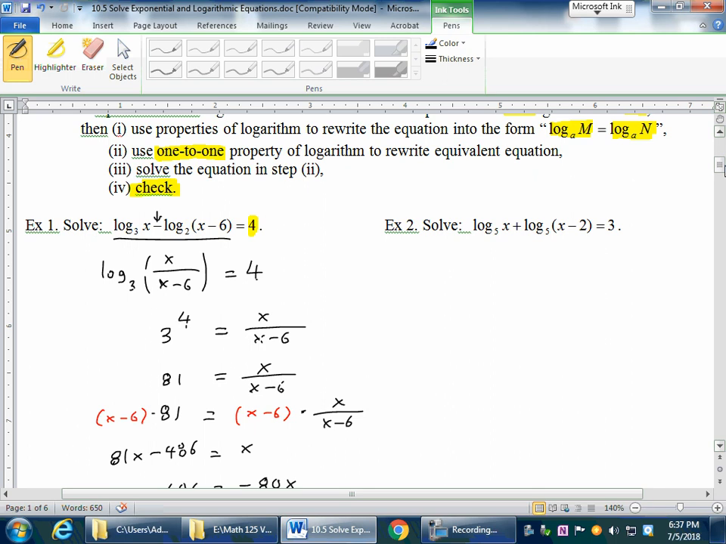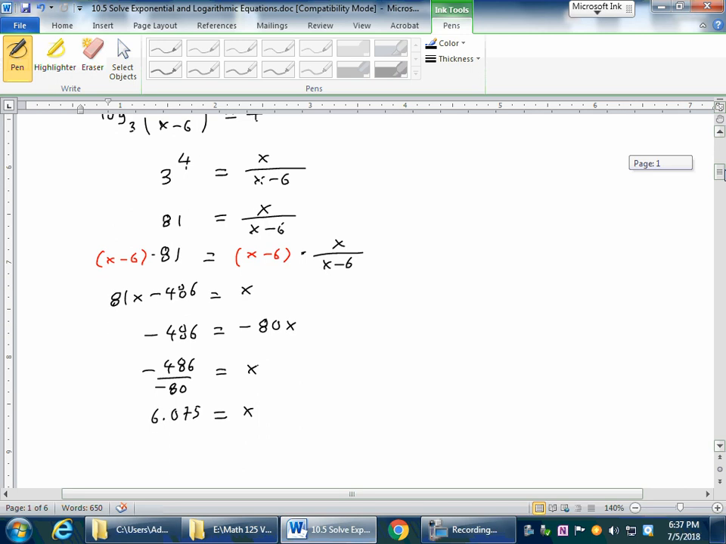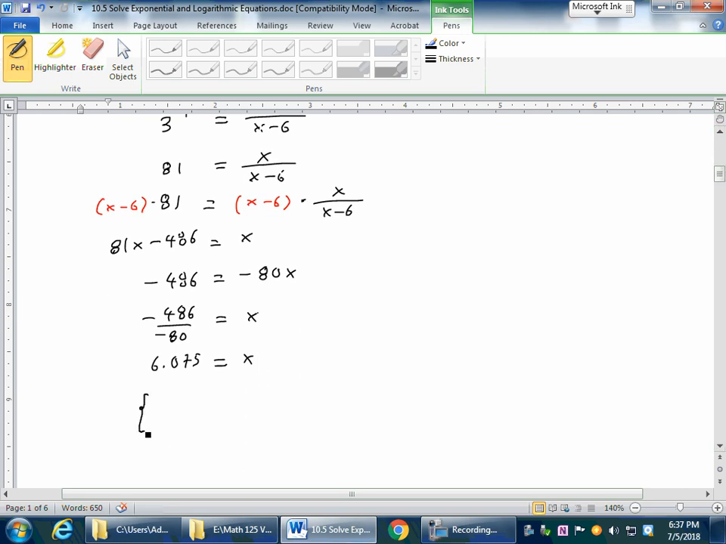And finally, we need to check. Where do we check? We check whether the arguments are positive or not. So if I plug in 6.075 right here, then it's a positive number. If I plug in 6.075 right here, it's also a positive number. So both of my arguments are positive. So that concludes that this is my answer.